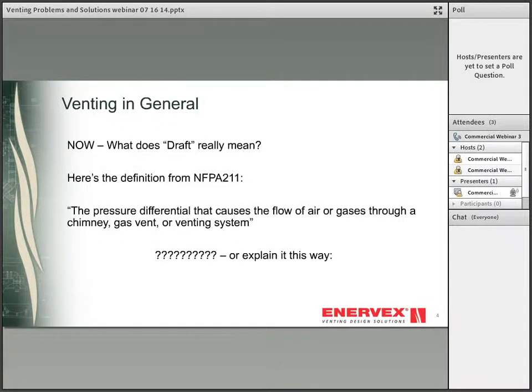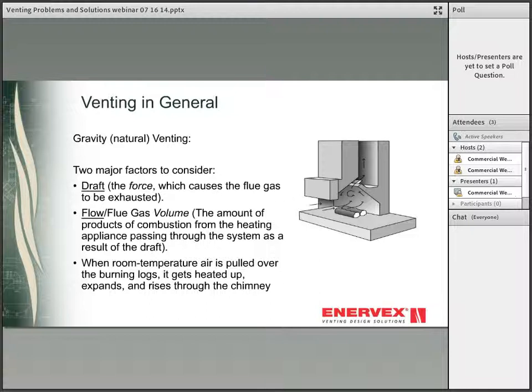So what does draft really mean? Well, here's the definition from NFPA 211. Draft is the pressure differential that causes the flow of air or gases through a chimney, gas vent, or venting system. Or you could explain it this way.